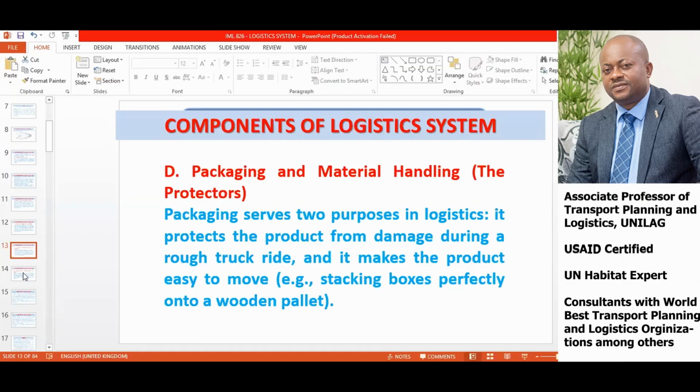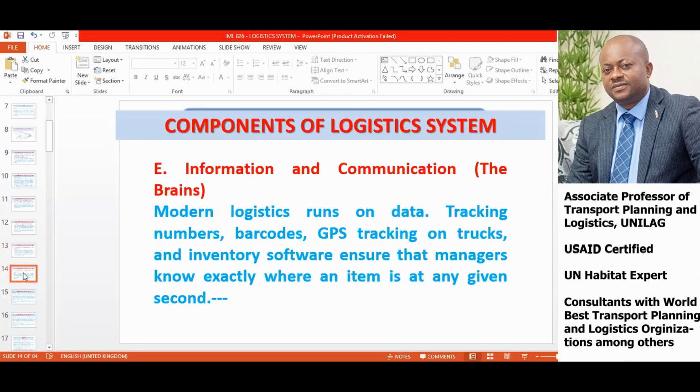Okay, so thank you for that. That is packaging and material handling. They are the protectors. And class, I hope you understand the issue of right condition and right quality among those rights. I hope you have heard about the 7 rights. It is my duty. That's a course for you in Introduction to Logistics.